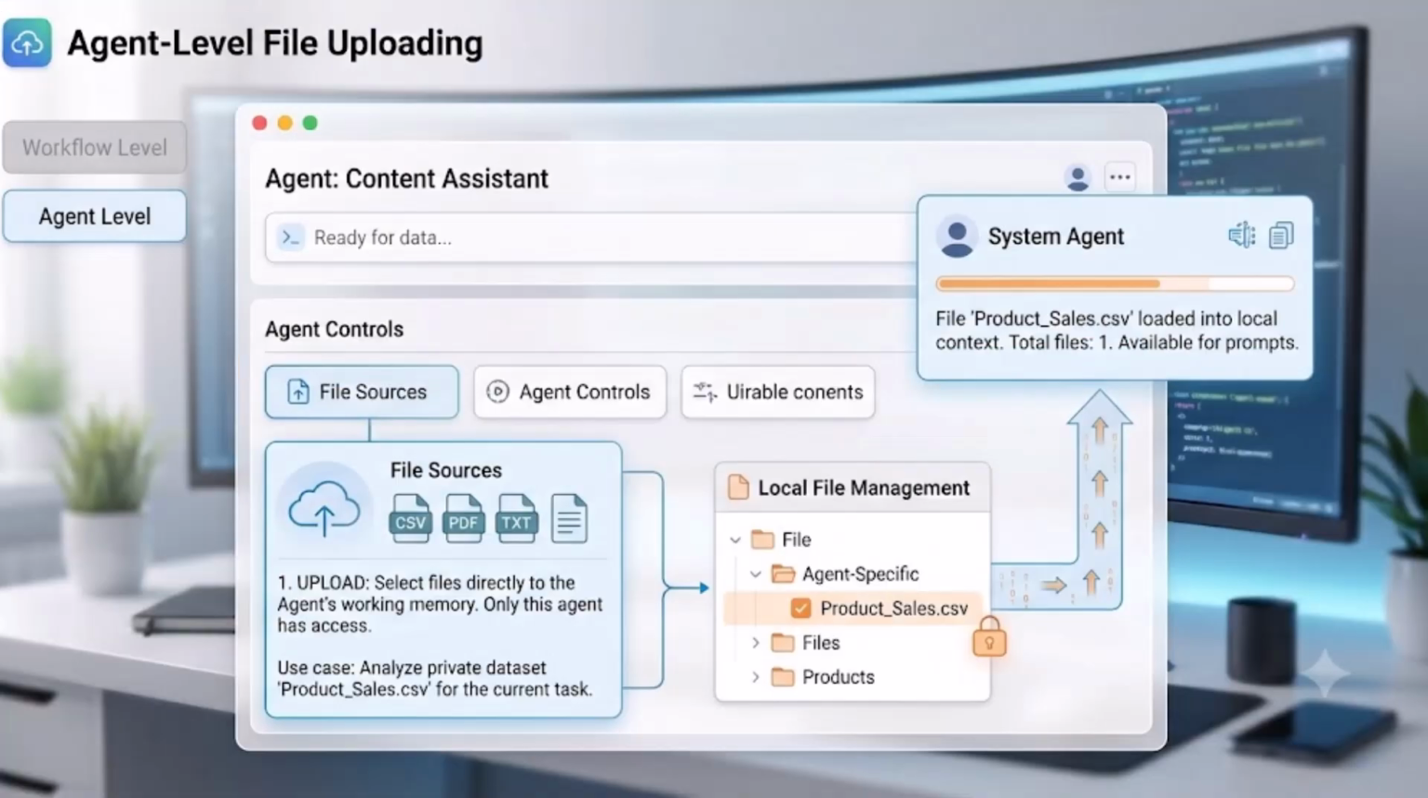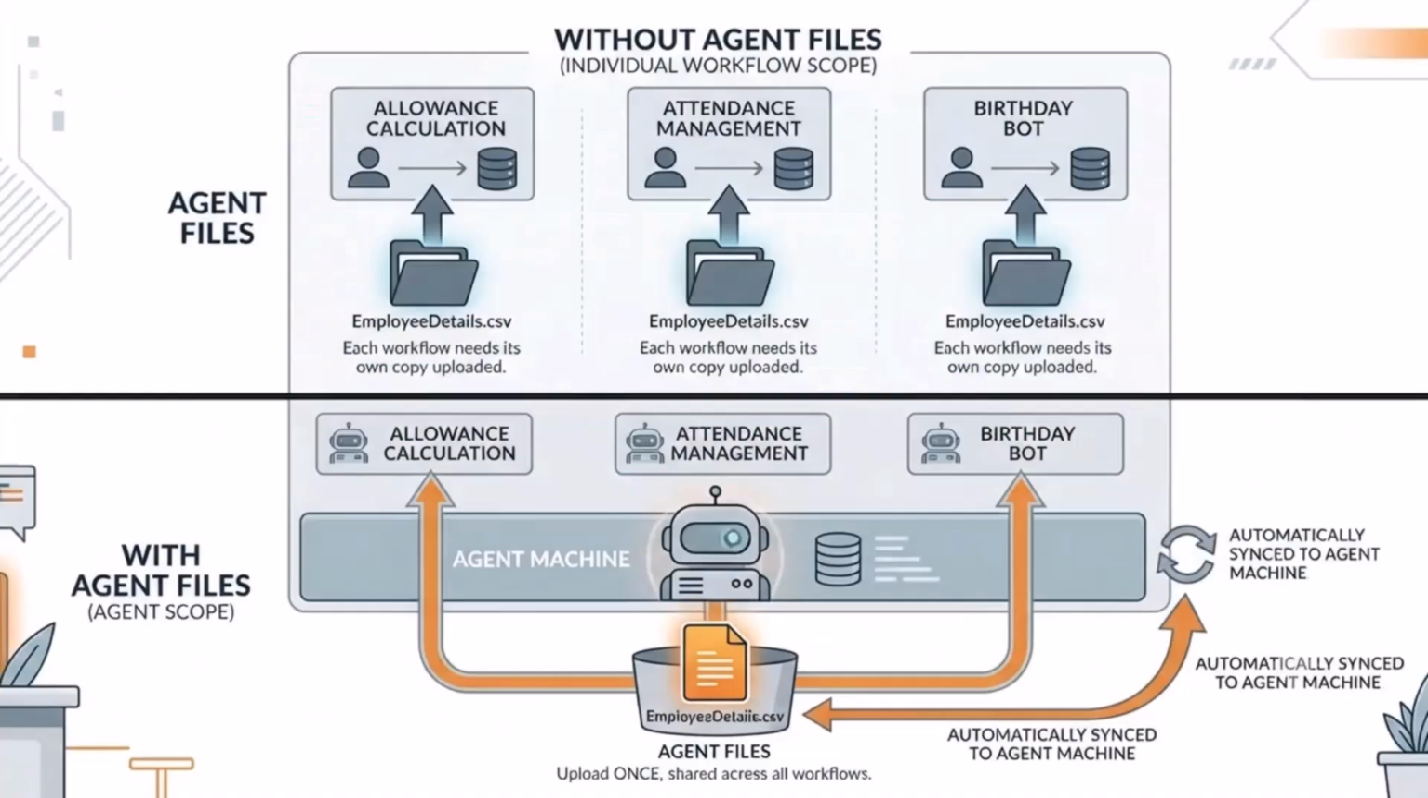With workflow level file uploading covered, let's now move on and see how uploading works at the agent level. Agent files work just like workflow files, but they are scoped to an agent instead of a single workflow. This means a file uploaded at the agent level is shared across all workflows running on that agent. Think about an employee master file. It is needed by multiple processes like allowance calculation, attendance management, performance bot, and birthday bot. Rather than uploading it separately for every workflow, you simply upload it once at the agent level, and every workflow on that agent can use it.